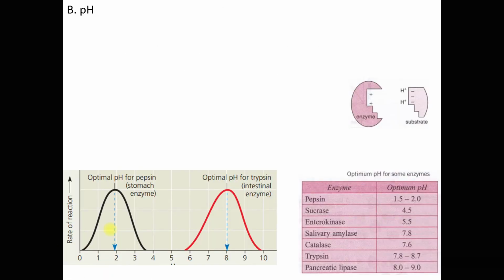All right, now the second factor. We already talked about temperature. Now the second factor is pH. Most enzymes have an optimum pH between 6 and 8. And before I proceed, you know that enzymes and substrates have hydrogen bonds and other weak interactions on the surface of these molecules, right?